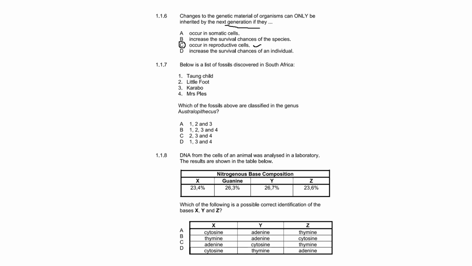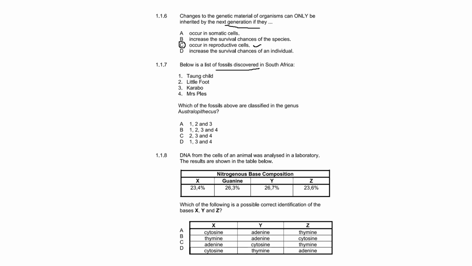1.1.7. Okay, below we have been given a list of fossils which are found in South Africa. So we're given 4 different options: Downchild, Littlefoot, Karabo, and Misplaced. Right now in evolution, it's all about knowing about different fossils and which genus they are from, and who discovered them, because it's very important to know who discovered what. If they ask about Australopithecus sediba, you must know that Berger is the one who found them.